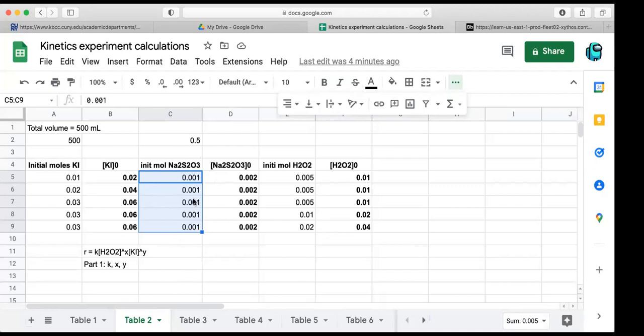Now, why does it not say S2O3? Why does it say Na2S2O3? That's something from Chem 11. When you dissolve a salt into water, it breaks up into ions. So every time one of the sodium thiosulfates breaks up, it gives you 1 thiosulfate. So it's the same number.